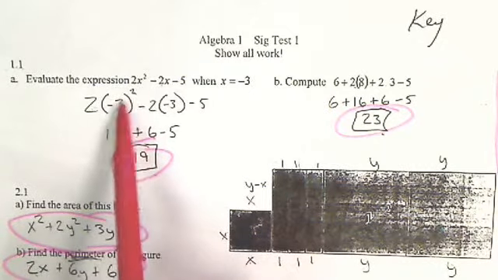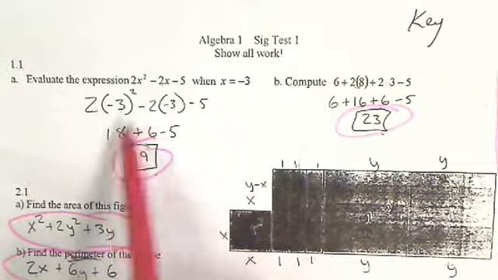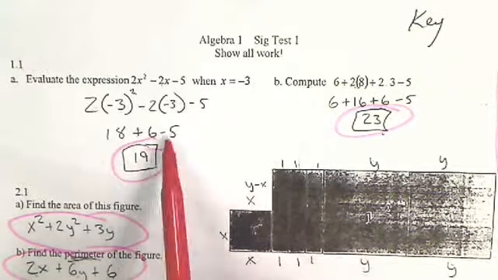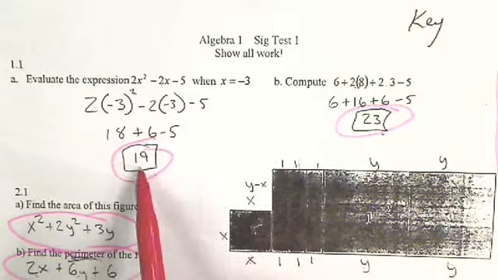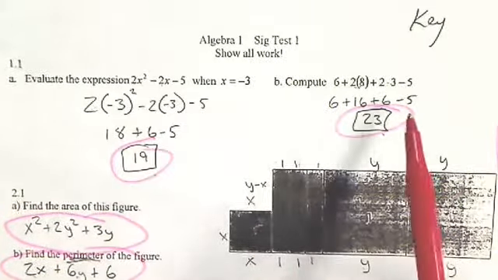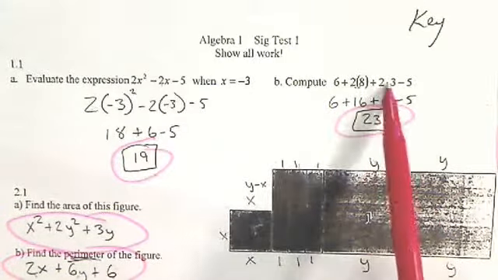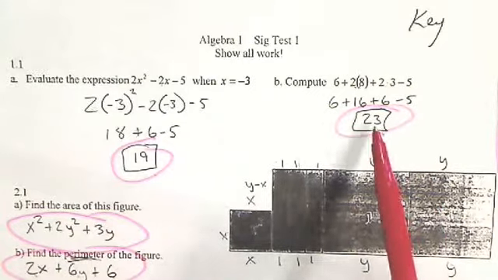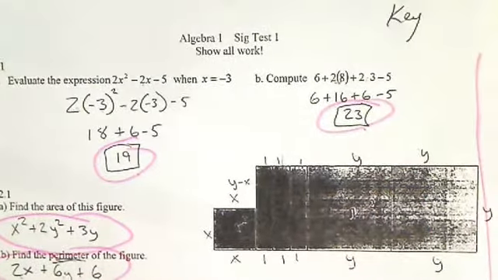So there's 9, negative 3 times negative 3 is 9. 9 times 2 is 18. Negative times a negative makes that a positive, makes it a 6 and a 5. So you just add those together and you get 19. Over here I do the multiplication before I do the subtraction and addition, and I just add those together, and that's how I got 23.